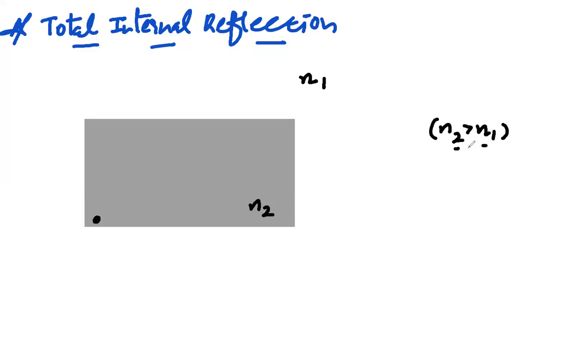Our second medium's refractive index is higher than the first medium. And where is the source? The source is inside that container. So what happened then? Gradually I'm putting some normals now, and then we will discuss how the ray is bent. So let's say I'm putting some normals. These are the normal lines.